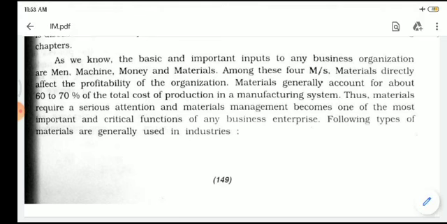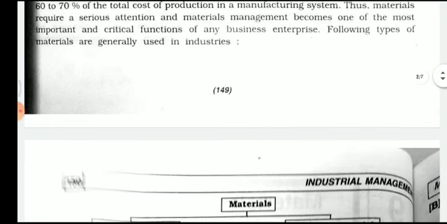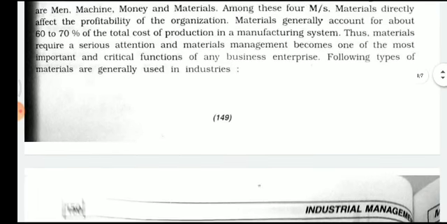Materials generally account for about 60 to 70% of the total cost of production in a manufacturing system, because the main investment or main part of any product is the materials. So materials require serious attention, and material management becomes one of the most important and critical functions of any business enterprise. The following types of material are generally used in industry.